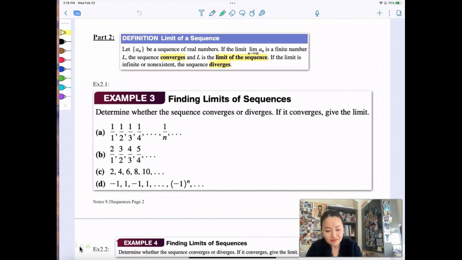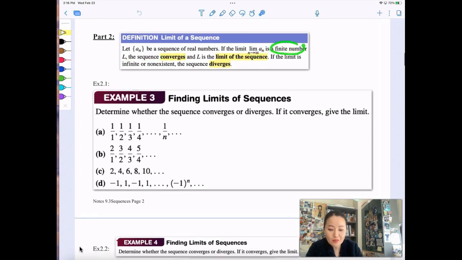Wait a minute, what? So wait. If the limit of this is a finite number, L, the sequence converges. Oh, so if the limit goes to a finite number, then it converges. But if the limit is infinite or non-existent, like it goes on forever and ever, then it diverges. So we'll do a few examples so you get a better idea. But of course, in calculus, all these skills will be definitely clarified for you completely, okay?